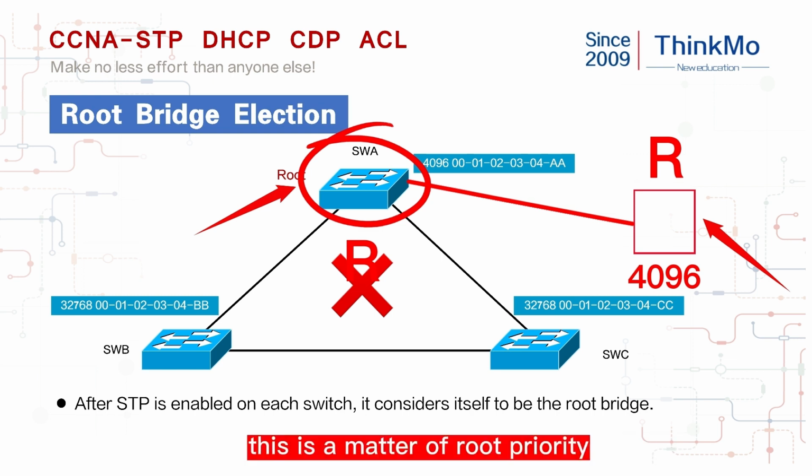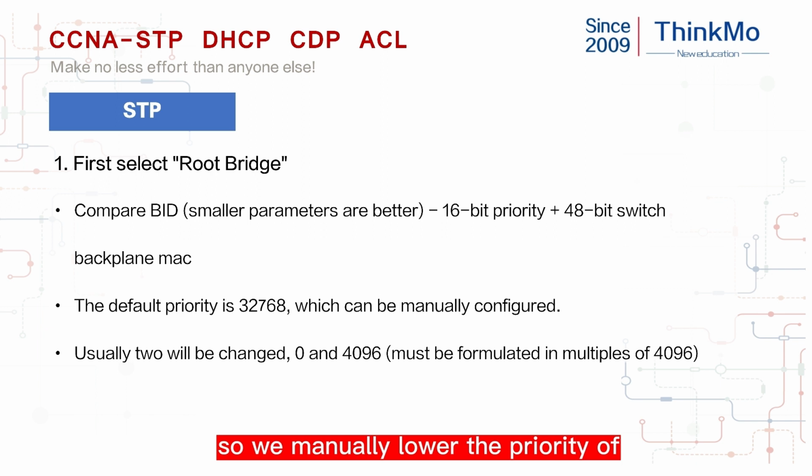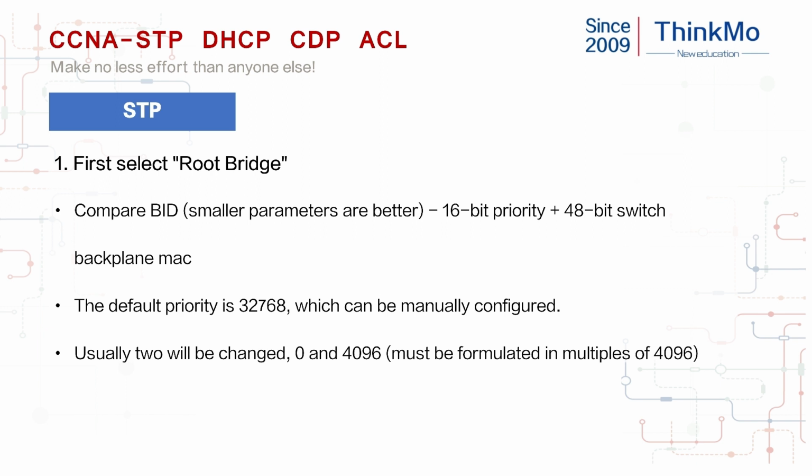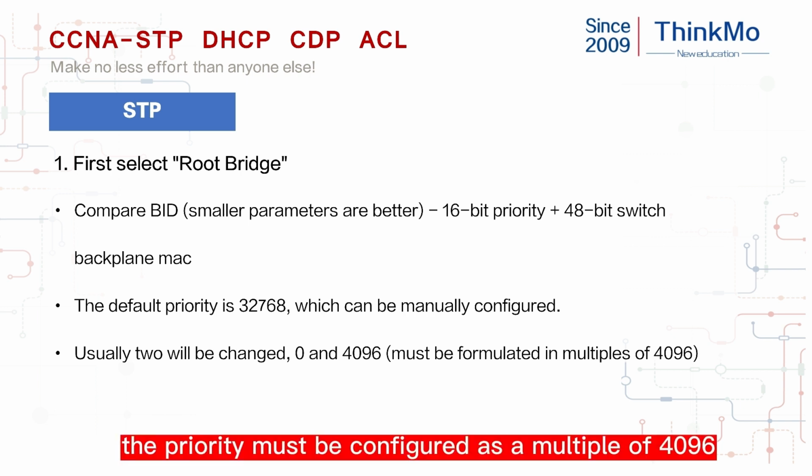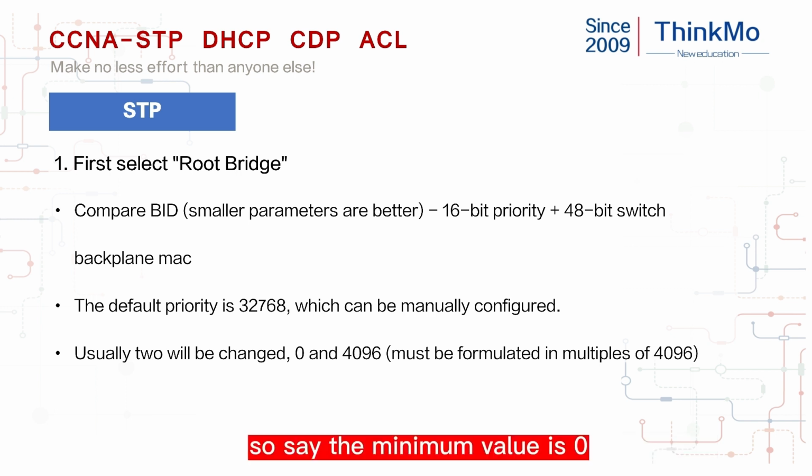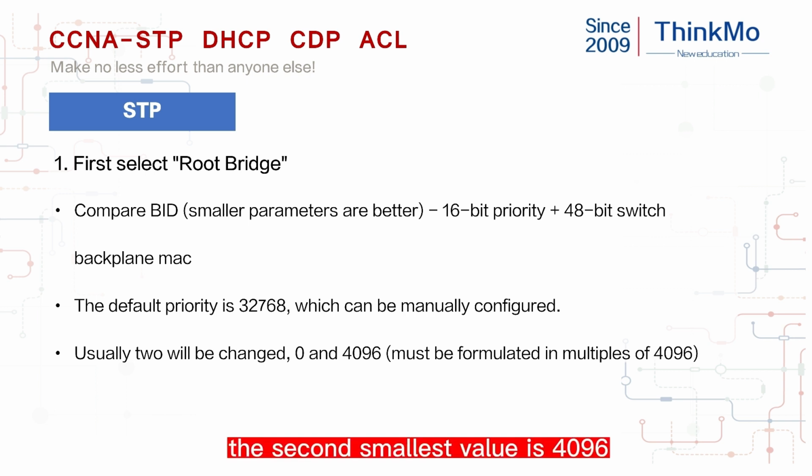This is a matter of root priority. So we manually lower the priority of the device we want to be the root. The root bridge can be specified as 0. In the whole environment, we usually set one to 0 and another to 4096. You may find it strange, but the priority must be configured as a multiple of 4096. So the minimum value is 0, and the second smallest value is 4096.